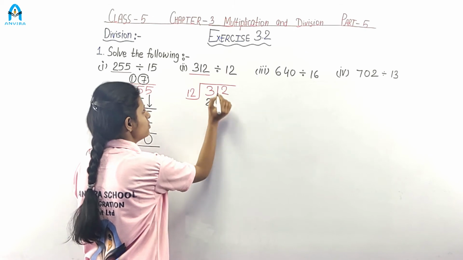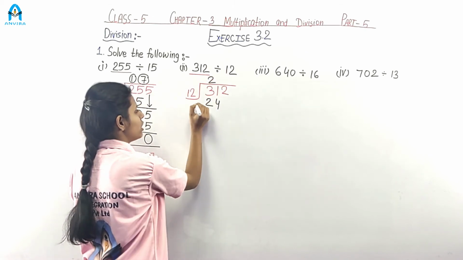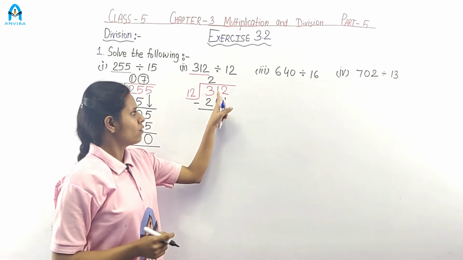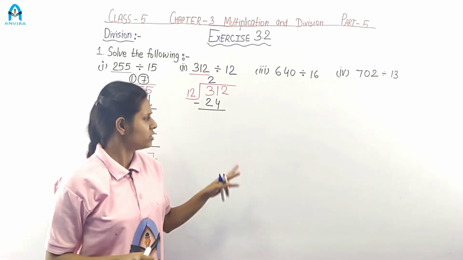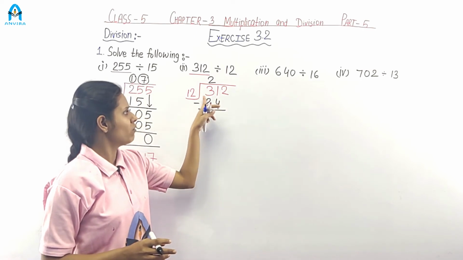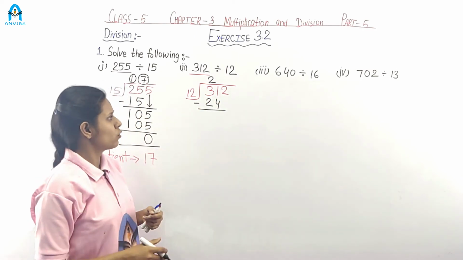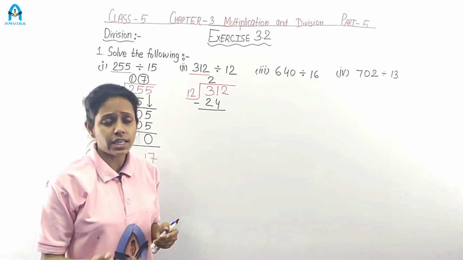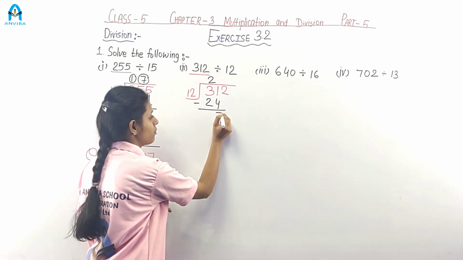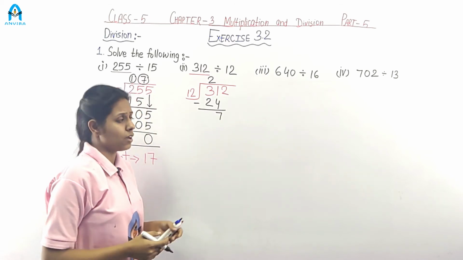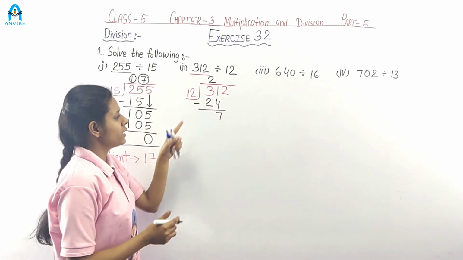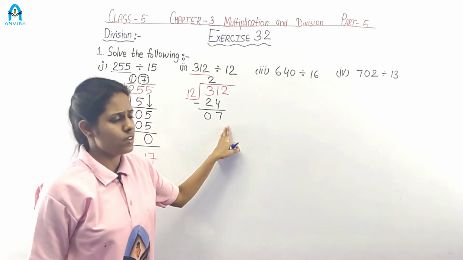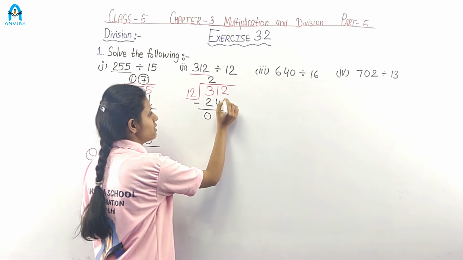24 comes 2 times. So let's subtract. 31 minus 24: 1 minus 4 is not possible. So 1 will borrow from 3 and becomes 11. 11 minus 4 is 6. Sorry, 7. So this is 7. Here 2 minus 2 is 0. So this is 7. Let's take the next digit.